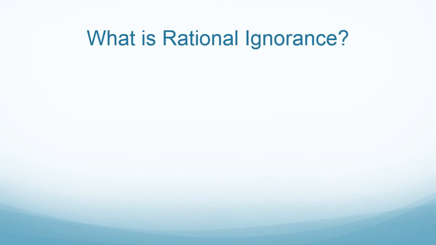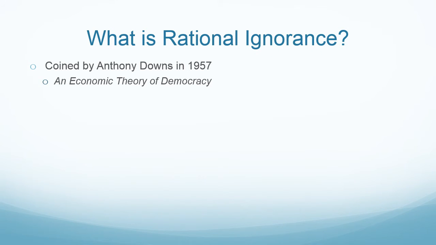What is rational ignorance? Rational ignorance was a term coined in 1957 by Anthony Downs in his book An Economic Theory of Democracy. Rational ignorance is defined as a deliberate choice of a person to not acquire information because the cost in terms of time and effort yields little or no benefit.